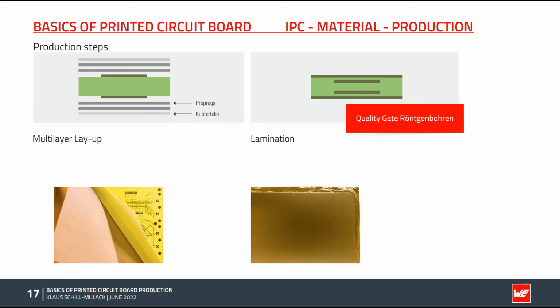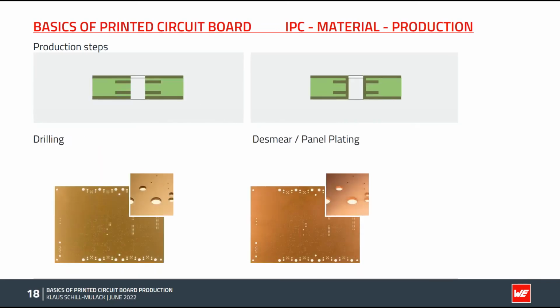After lamination, we have another quality gate, which is called X-ray or Röntgenbohren. Here we check the offset of the cores, of each core to the other one, and the layer offset before drilling, of course. So after lamination and the X-ray, the edges are trimmed and the drill packages are assembled. This package consists of a drill pad, a PCB, and a cover layer. Next step is drilling the through holes with a common diameter of 0.2 millimeter to 6 millimeters.